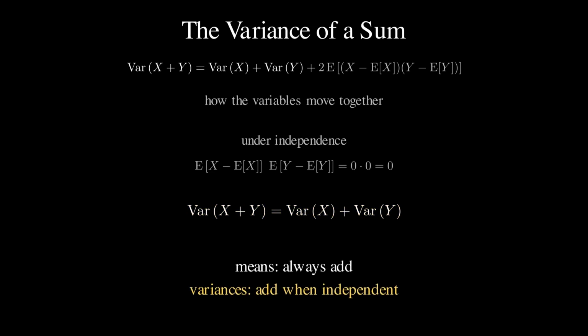Hold the contrast: means add always. Variances add under independence. That asymmetry is why independent noise averages out, and it is the engine inside every limit theorem still to come.